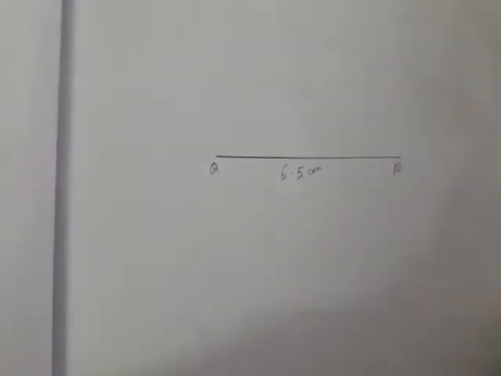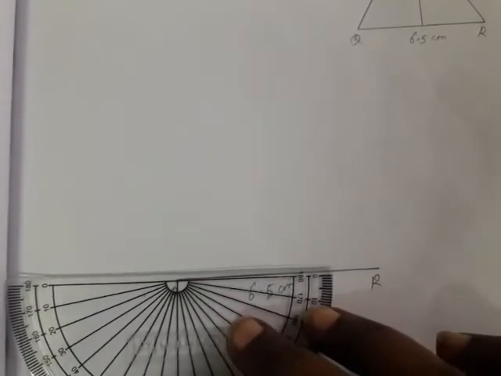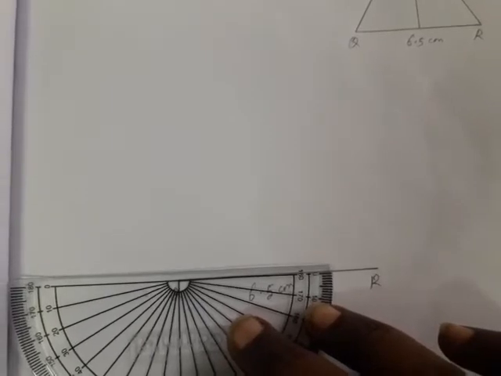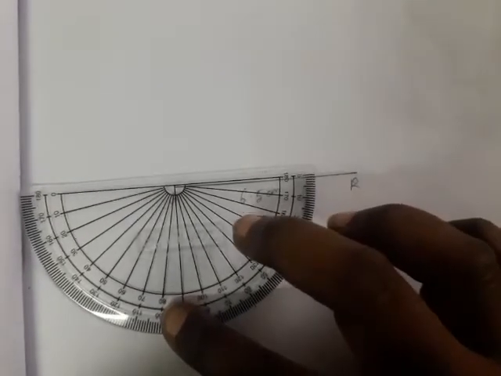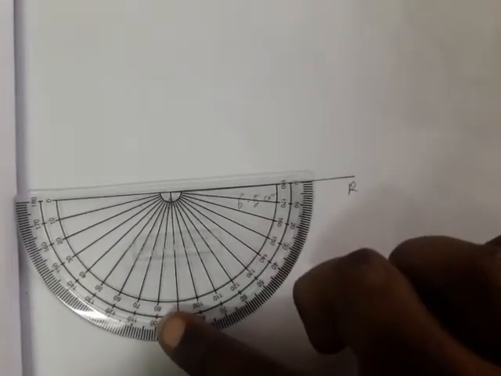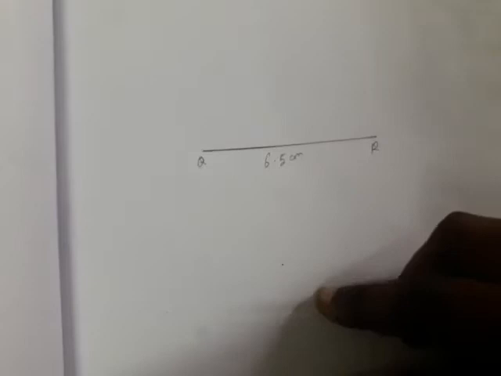Next, as usual, take a protractor and keep the protractor line touching at the point Q. You have to measure 60 degrees like this. It will meet here. Now you have to join the point Q to this point. Join the line like this.